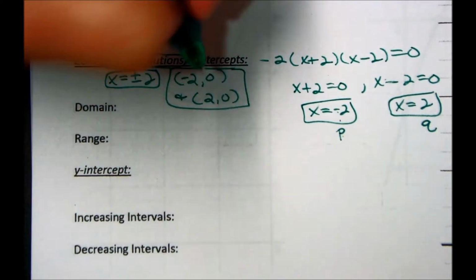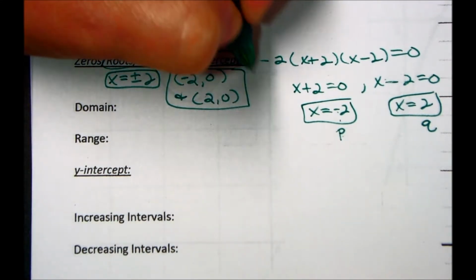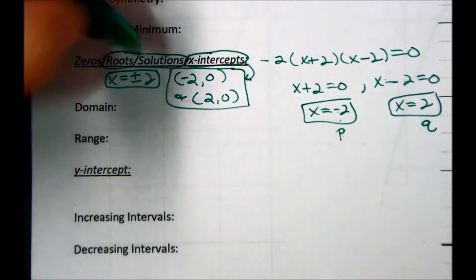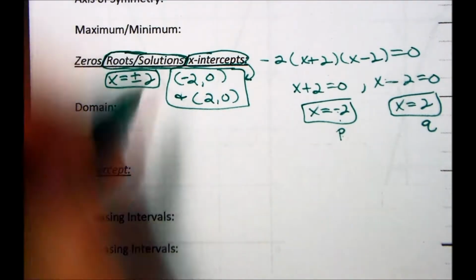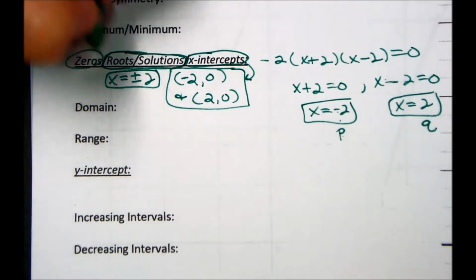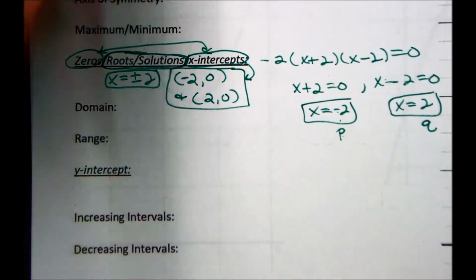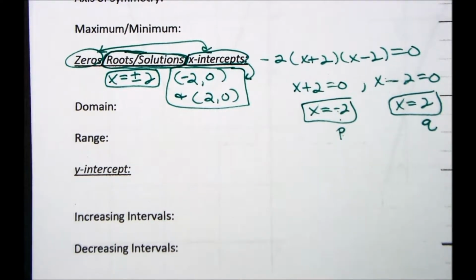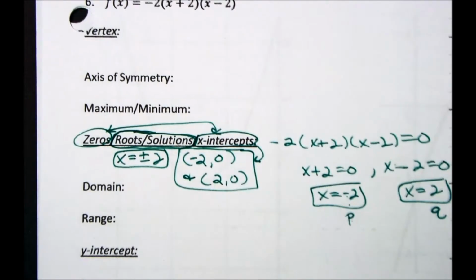So it depends on what you're asked to find. If you're finding x-intercepts, they should be written as points. If you're asked to find the roots or the solutions, you can just say x equals positive or negative 2. The zeros are your x-intercepts. All right, so now let's go back to the vertex.